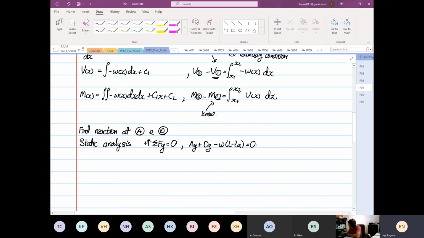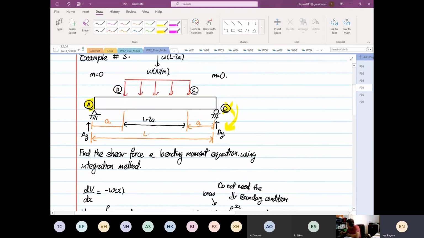And then I'm going to say note that ay is equal to dy. And the reason for this is due to symmetrical geometry and loading. Okay, so if I were to draw a line at the center, this green line, what is happening on the left hand side and on the right hand side in terms of load and in terms of forces are the same.